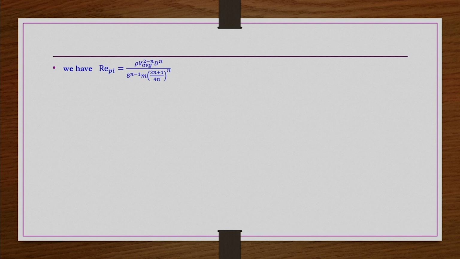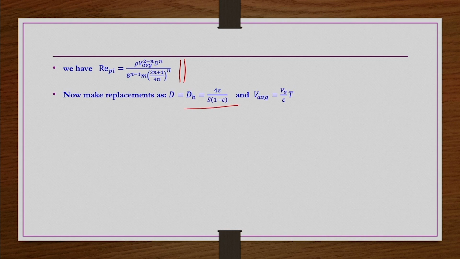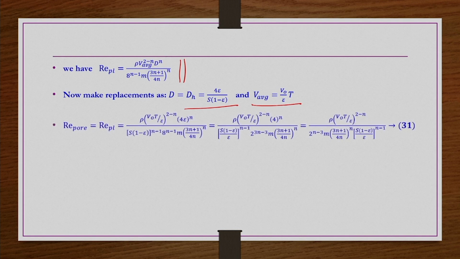For that what we do, we take the REPL definition that we have, rho V average to the power 2 minus n, d to the power n, divided by 8 to the power n minus 1, m, (3n plus 1) by 4n whole power n. This is what we have seen as REMR or REPL in week number 3 or week number 4 when we were studying flow through pipes. So, now in these equations in place of D we write DH, that is 4 epsilon by S (1 minus epsilon), and then V average we write V naught by epsilon, and then do the simplification. If you do this replacement, whatever the REPL is there, that would be RE4, and after certain simplification, this is what you get, a very complicated expression.